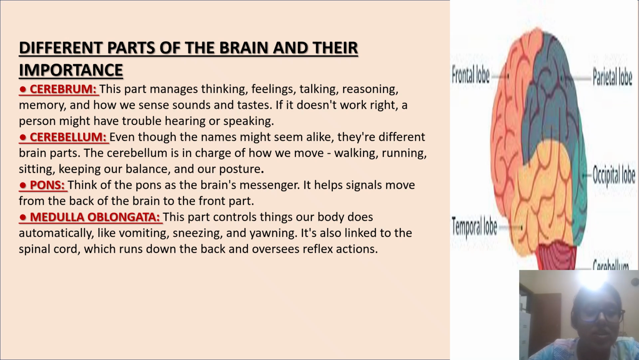The cerebellum is in charge of how we move: walking, running, sitting, keeping our balance and our posture. Next, pons. Think of the pons as the brain's messenger. It helps signals move from the back of the brain to the front part. Next, medulla oblongata. This part controls things our body does automatically, like vomiting, sneezing, and running. It's also linked to the spinal cord, which runs down the back and oversees reflex actions.